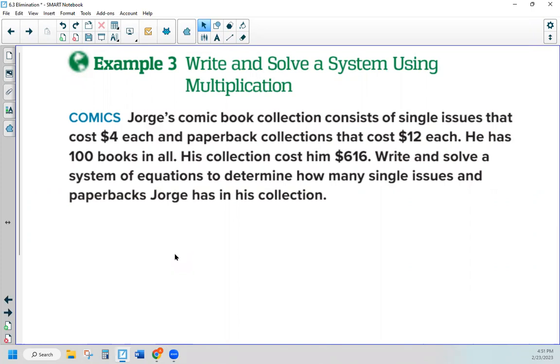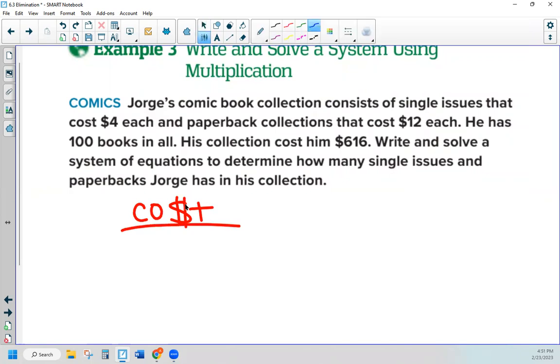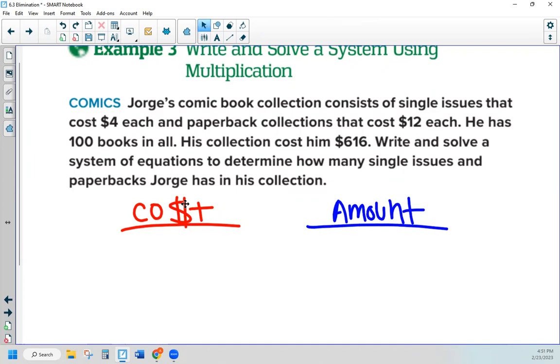All right, so if you read about it really quick, number one is the cost, the actual cost. The second category would be how many he has, the amount. Okay, two different categories. One talks about the cost, the amount of money. The other talks about the quantity, the amount, the number. So if we talk about the cost right now, what information here talks about cost?